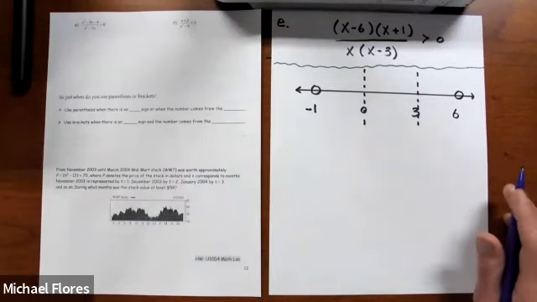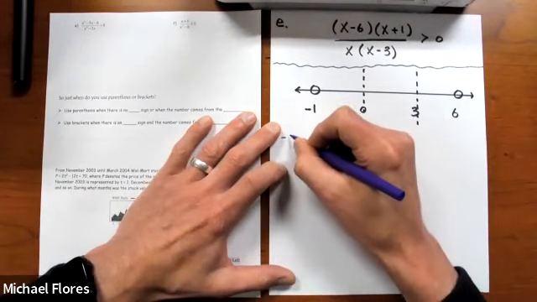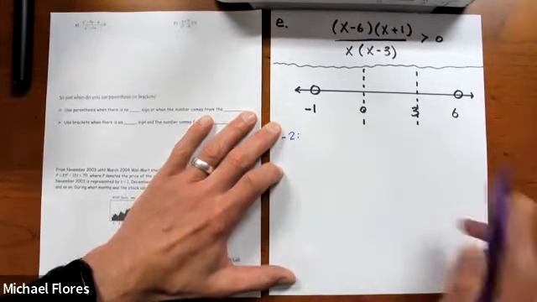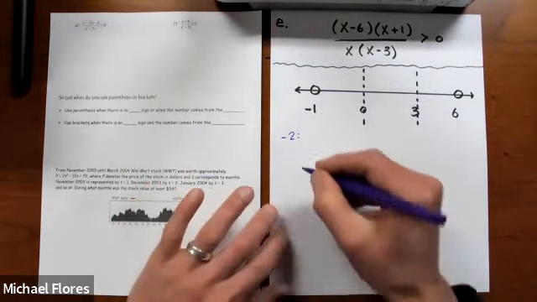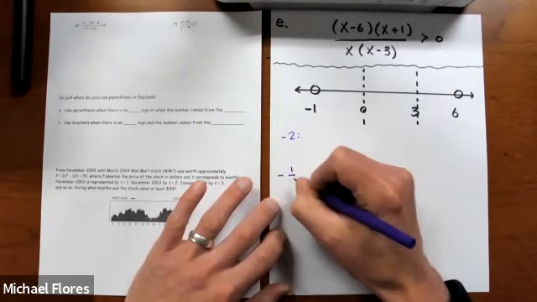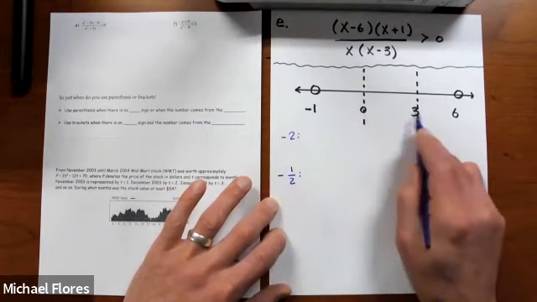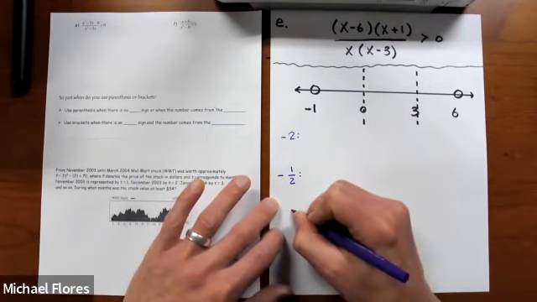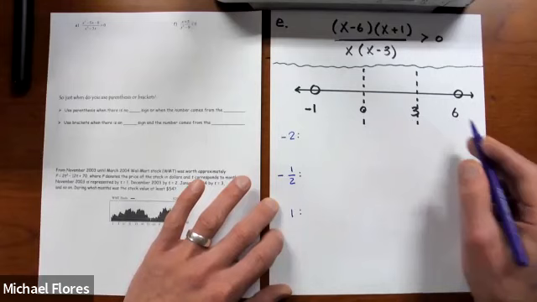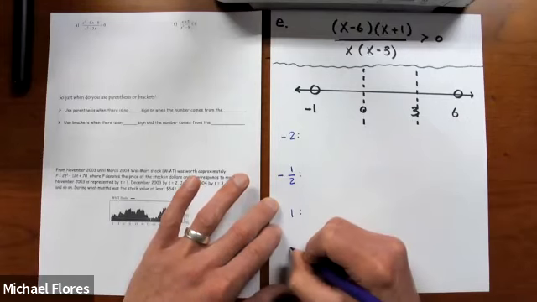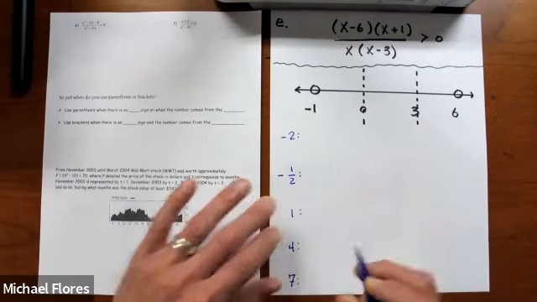We're going to have a little bit more numbers to work with here, but that's okay. So we need a number less than -1. Let's use -2. A number in between -1 and 0. How about -1/2 or -0.5? Doesn't matter. In between 0 and 3, how about 1? That's an easy number to solve for. And then a number in between 3 and 6. Let's go with 4. And a number greater than 6. Let's go with 7.